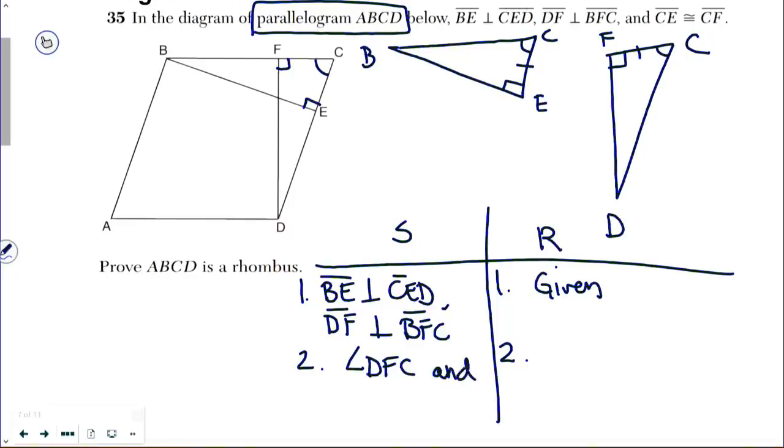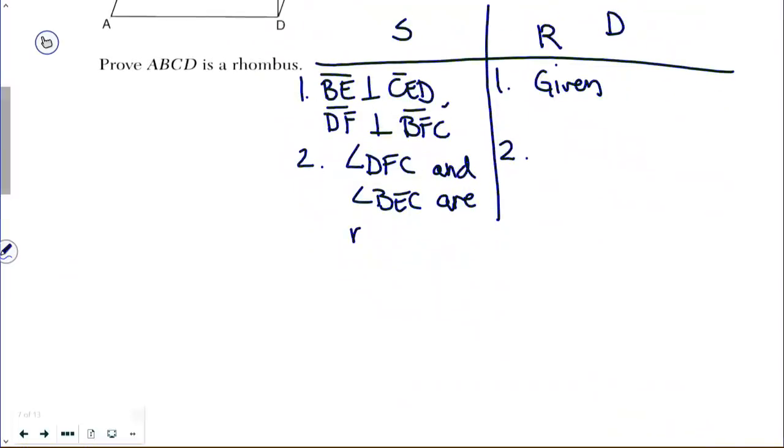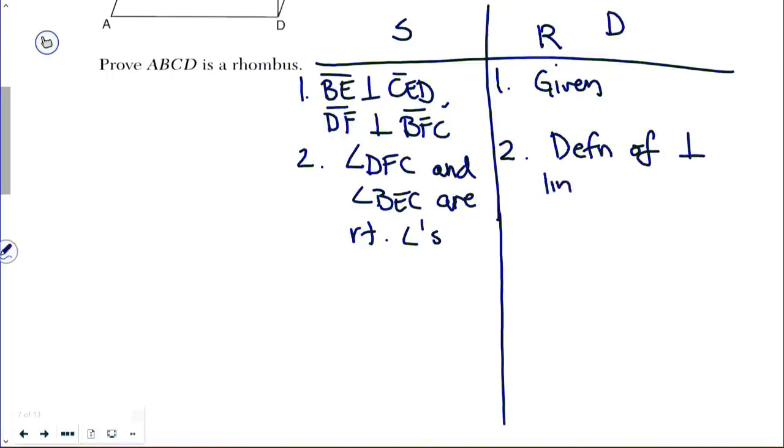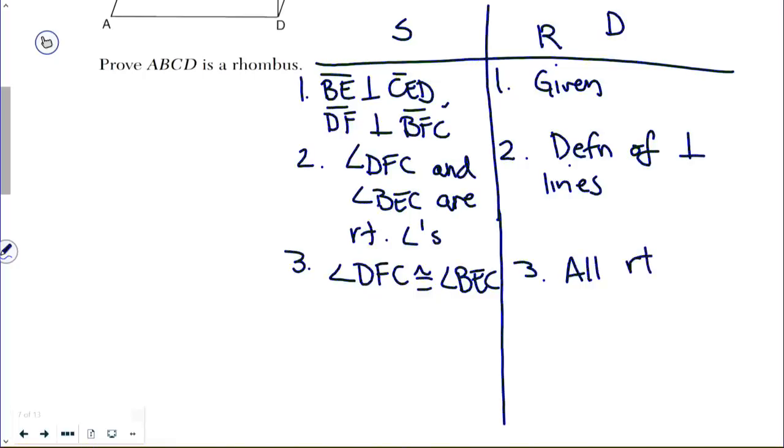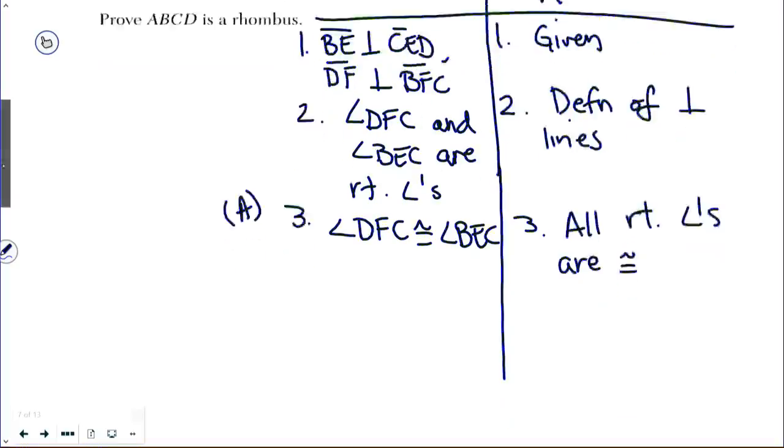All right, that means that angle DFC and angle BEC are right angles. Here we could say definition of perpendicular lines. Then we could say that angle DFC is congruent to angle BEC. All right angles are congruent. That's our first angle pair, by the way. I just almost tripped over my own feet. All right, that's our first angle pair.